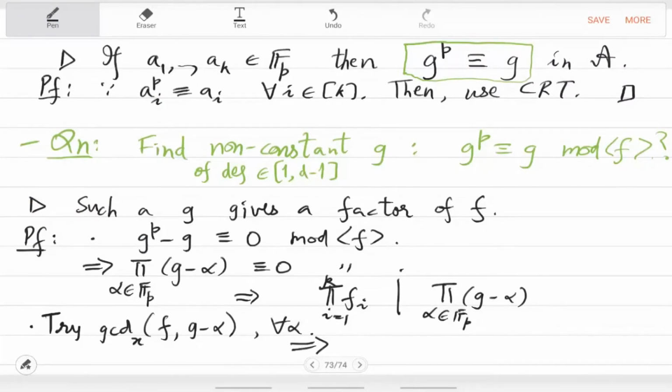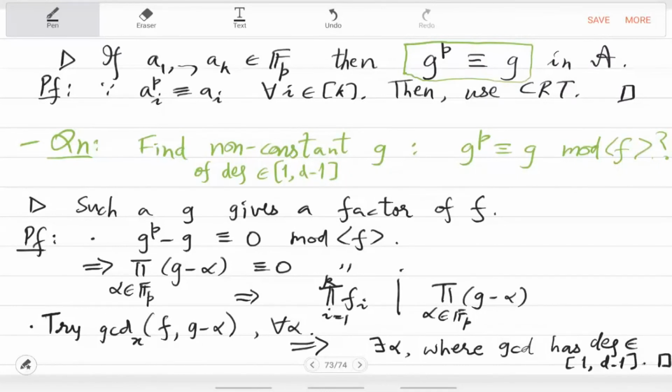So this implies that there exists an alpha where GCD has degree 1 to d minus 1. So for some alpha, GCD has to be non-trivial, and that factorizes f, right? So if you can find this non-constant g, of degree 1 to d minus 1, then by this process you will be able to factor f.